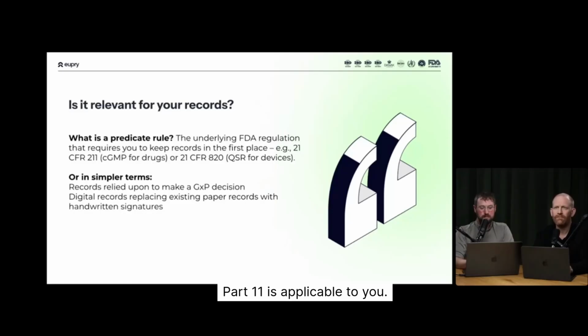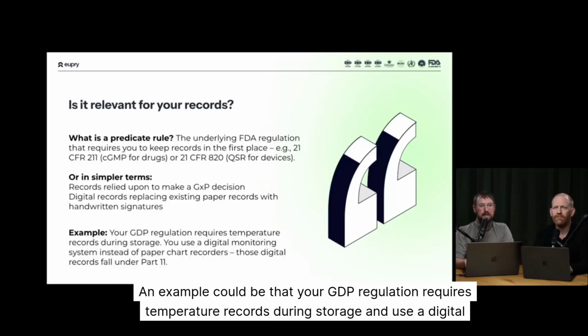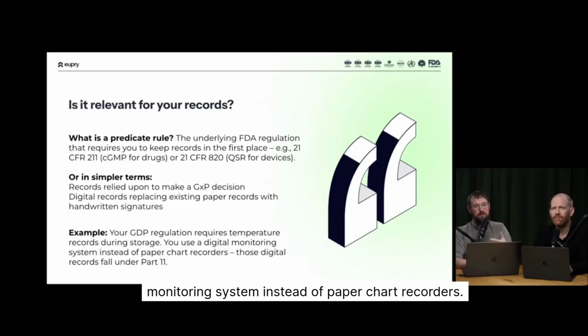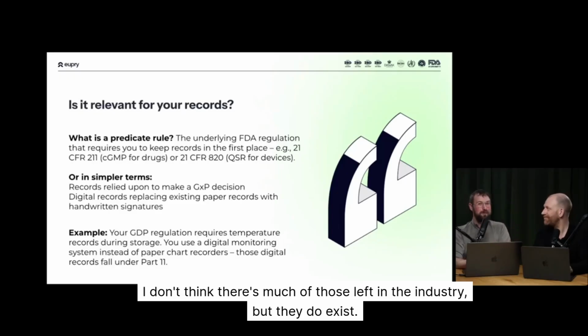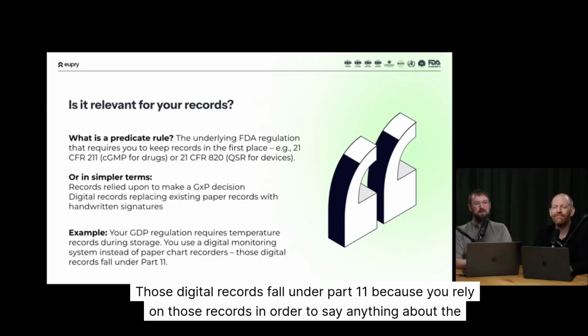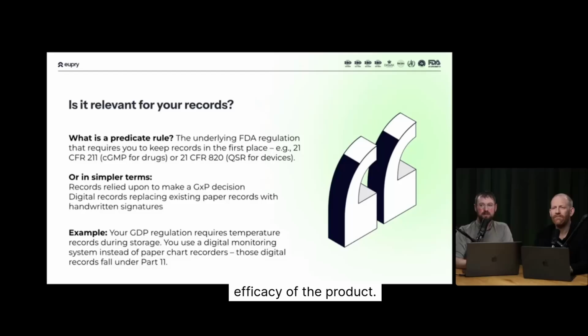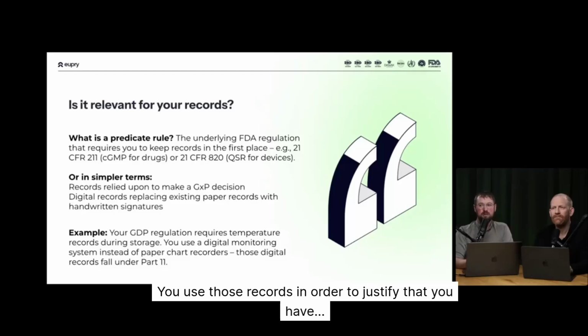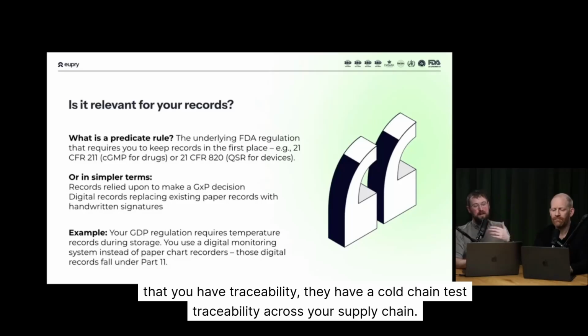An example could be that your GDP regulation requires temperature records during storage and use, and you use a digital monitoring system instead of paper chart recorders. I don't think there are many of those left in the industry, but they do exist. Those digital records fall under Part 11 because you rely on those records to say anything about the efficacy of the product. You use those records to justify that you have cold chain traceability across your supply chain.